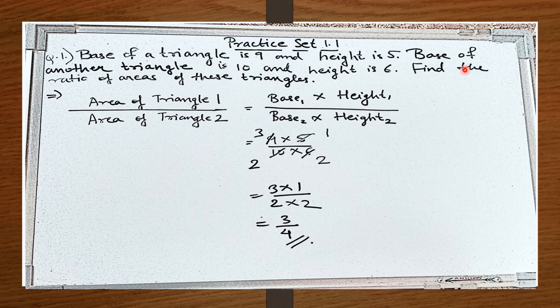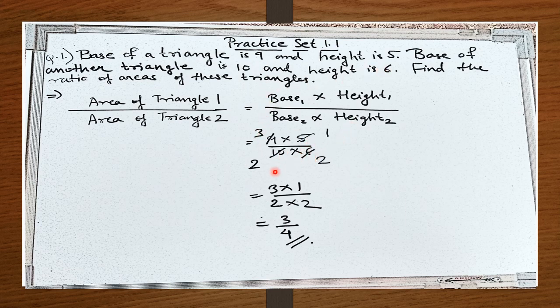So this is the first property that we learned in the last two videos, that is, the ratio of areas of two triangles is the same as the ratio of the product of their base and height. Corresponding base and height. So area of triangle 1 upon area of triangle 2 is equal to base 1 into height 1, where base 1 means base of the first triangle and height 1 means height of the first triangle, upon base 2 into height 2. Okay, so base 1 is 9 and height 1 is 5, just substituting the values. Base 2 is 10 and height 2 is 6.